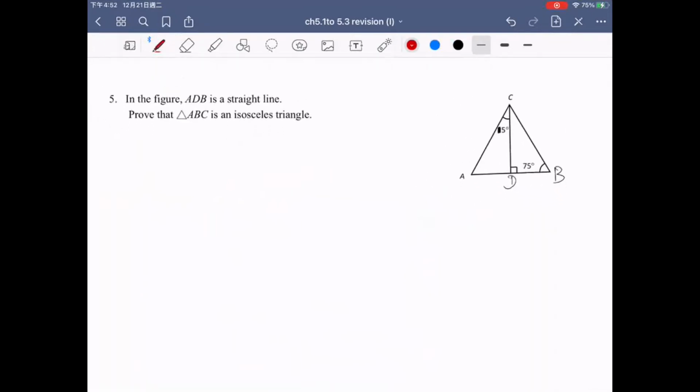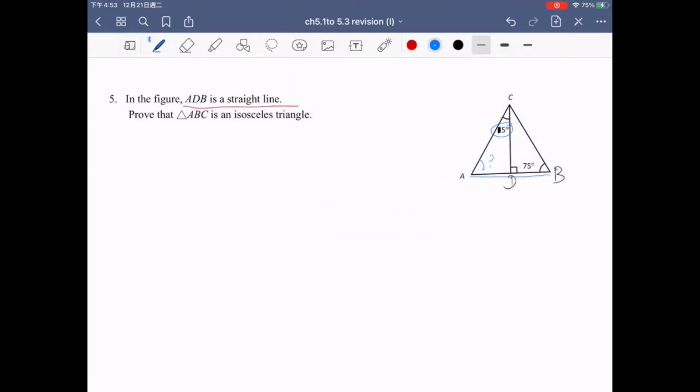Well, question number 5. We just want to prove triangle ABC is an isosceles triangle. It seems we just need to find this angle, right? If it is 75, then it's okay. Why? Because this angle plus 15 degrees is 90 degrees, so this one must be 75.